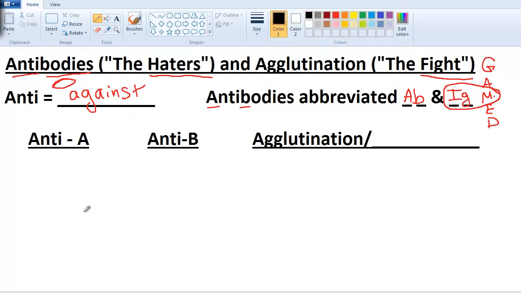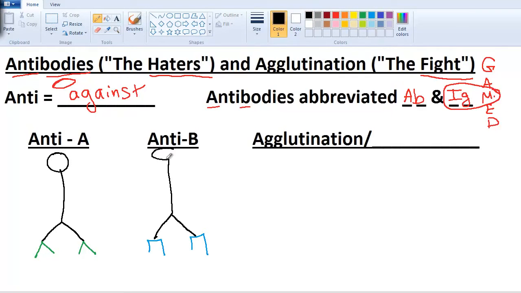So what does an antibody look like? What letter of the alphabet? It looks like a Y. Now I'm just going to draw it upside down. Here's the A and the B. And these antibodies, these haters, are going to grab onto specific antigens. So this one is going to grab onto the A, and this one over here is going to grab onto the B. And just to make things fun, I'll give them a head.